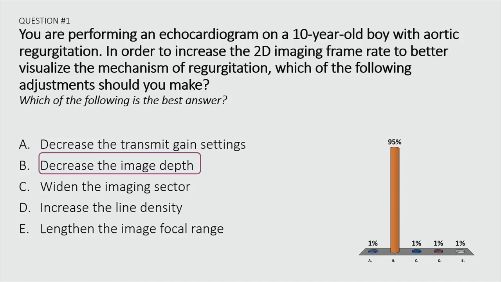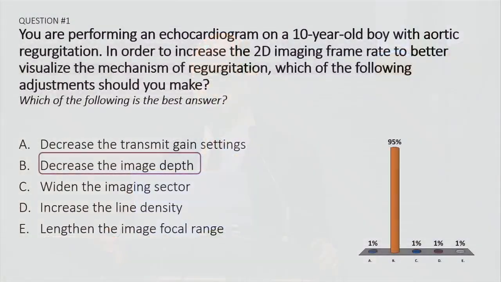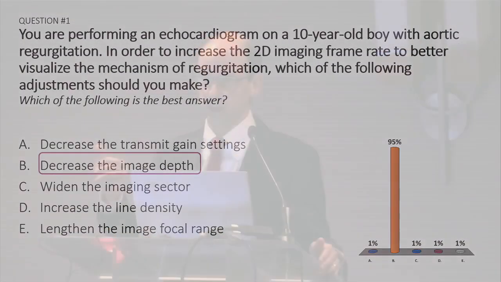So decreasing the transmit gain settings, those little sliders on most machines, should affect the brightness of the image, but it shouldn't affect frame rate at all. Decreasing the imaging depth is what we talked about earlier. If you have less depth, you don't have to wait as long for the sound to come back, so you can finish drawing your individual sector line sooner and move on to the next one, and that will increase frame rate.